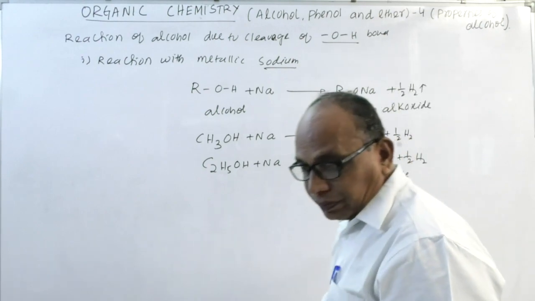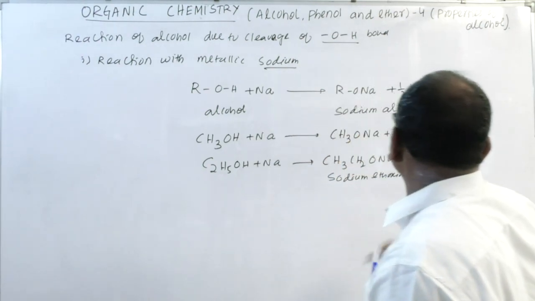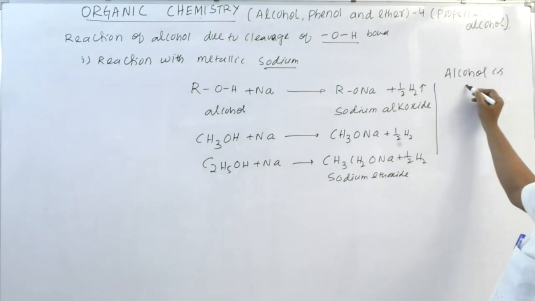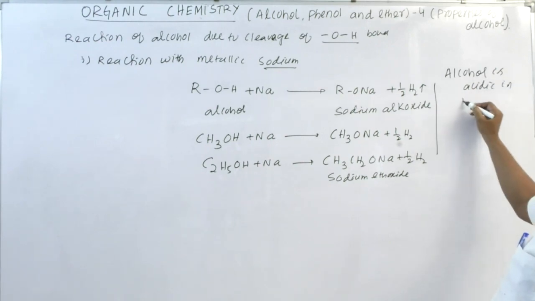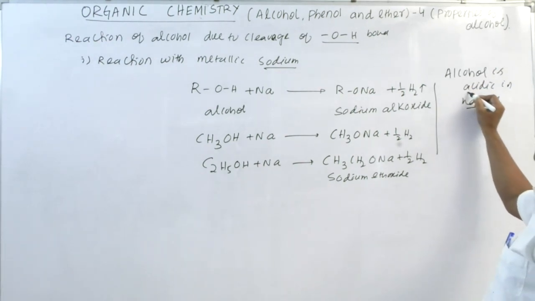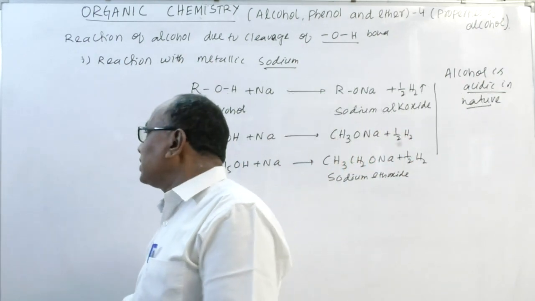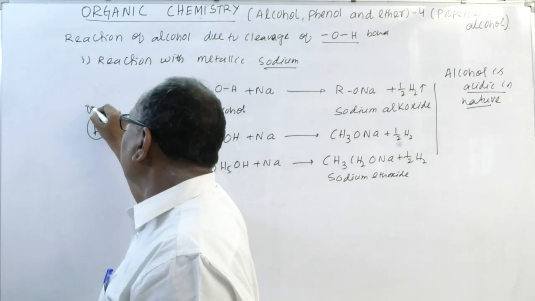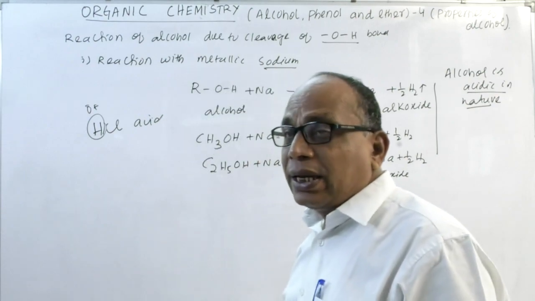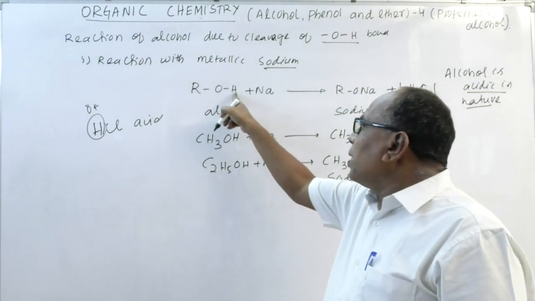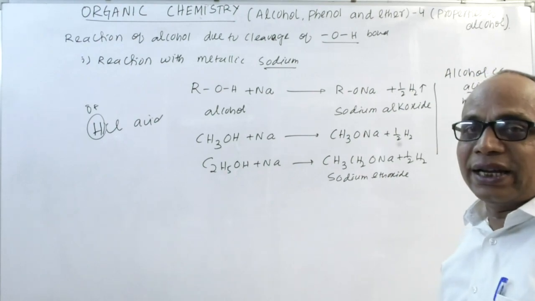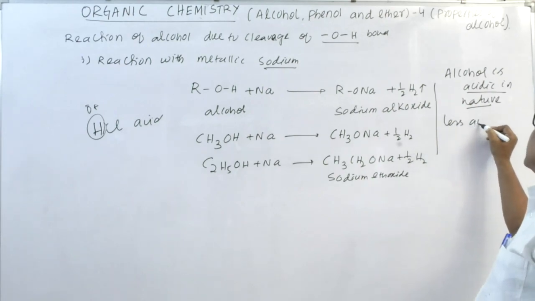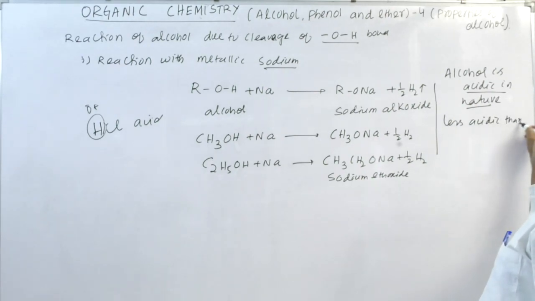Okay, this is the reaction of alcohols with metallic sodium. The reaction concludes that alcohol is acidic in nature, for example like HCl acid, because the hydrogen atom possesses a fractional positive charge. Similarly, in alcohol, the hydrogen atom bonded to the OH group is acidic in nature. That's why alcohol is acidic, but it is less acidic than water.